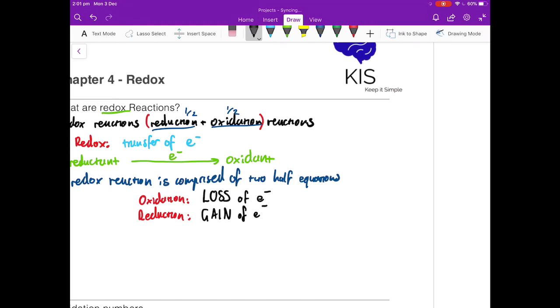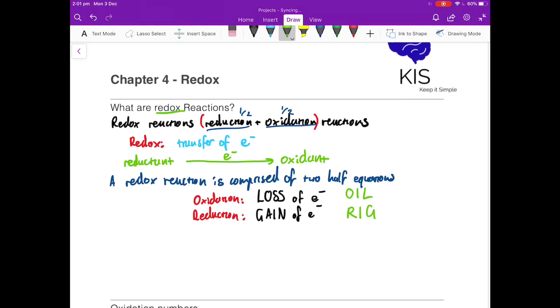Now, the way that we like to remember this is via the acronym OIL-RIG. And what does this stand for? OIL-RIG stands for oxidation is loss and reduction is gain. So make sure you guys remember this acronym because it'll come in handy quite a lot over the next few chapters. So just remember OIL-RIG for now.